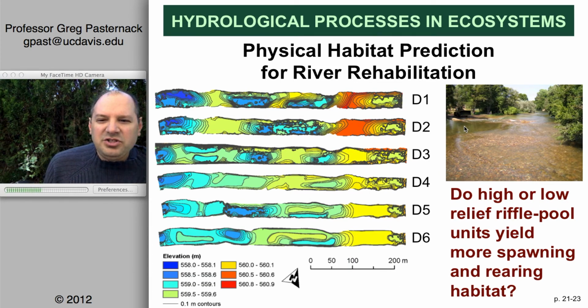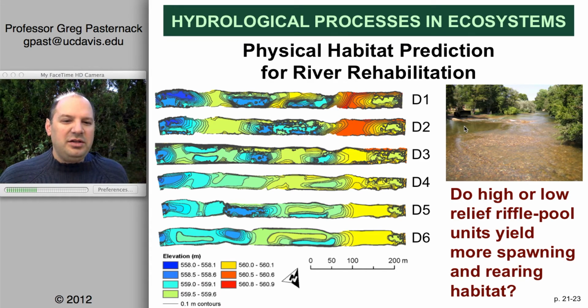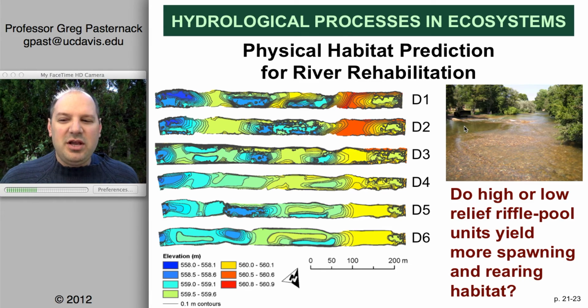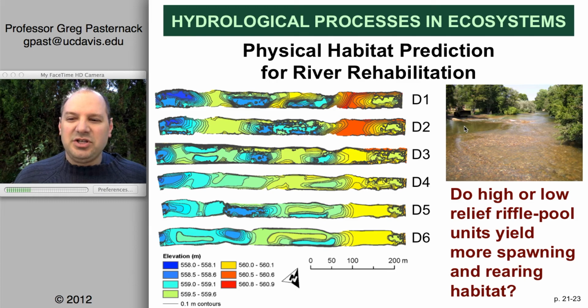Okay, so I want to just end the course with one application. The idea here is that we don't want to just study the environment and do ecohydrology as scientists, but that this really does have implications for how we manage the land and ideally even to rehabilitate the landscape in order to bring back some of the natural functioning that's been lost as a result of human activities.